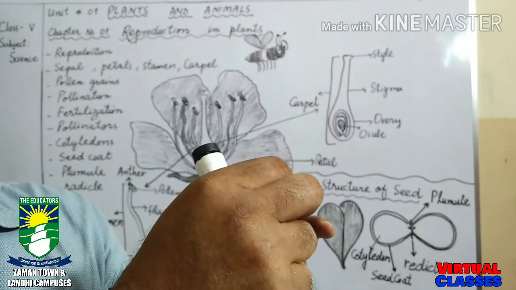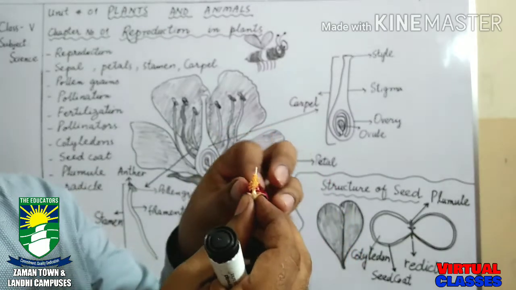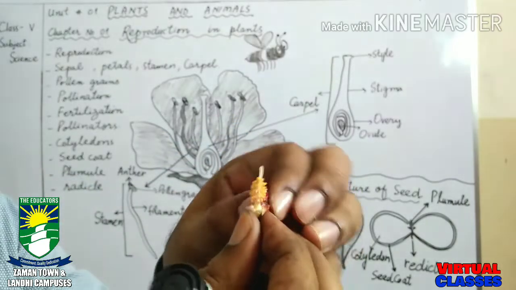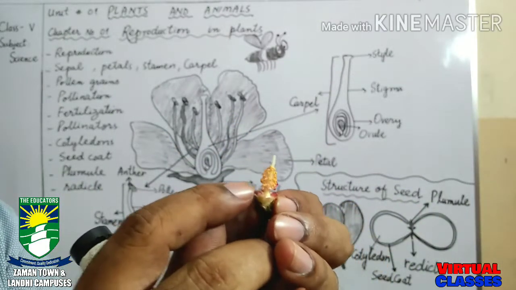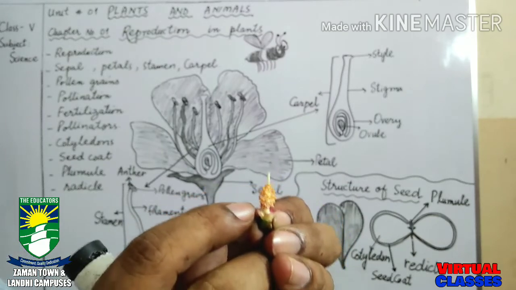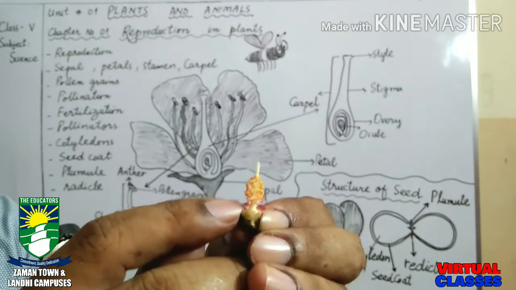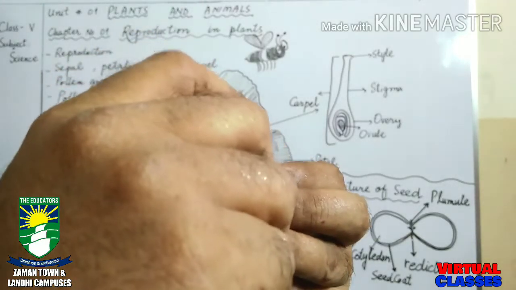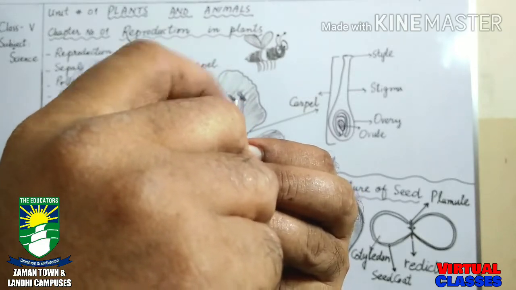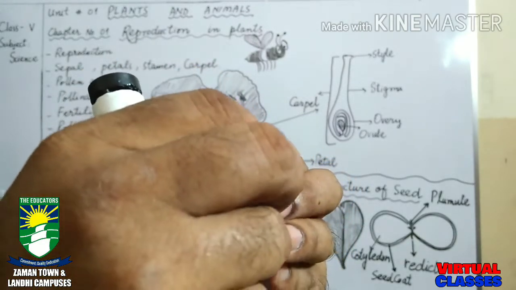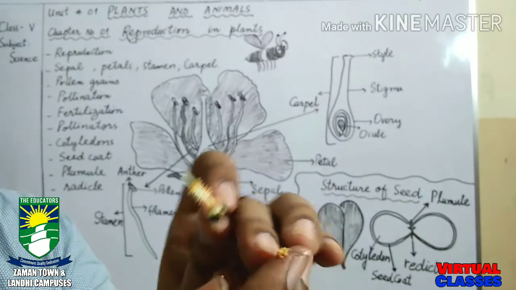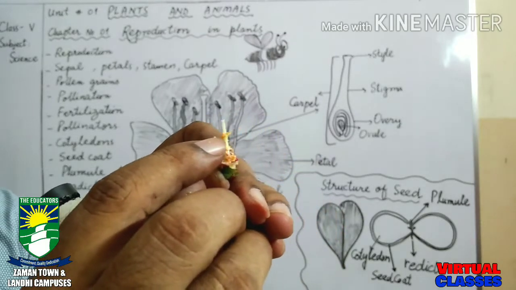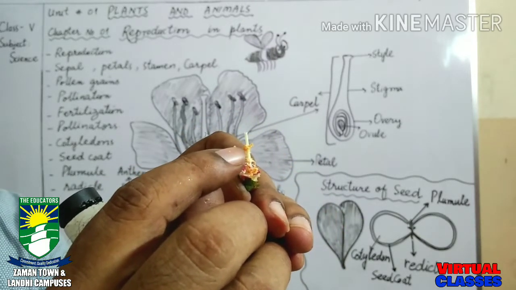Okay, and we have discussed anther. See this. All these yellow parts are called stamen. For example, I am just going to remove the stamen from it. These are called stamen, and this is a sac present on it. The sac present on it has the pollen grains.